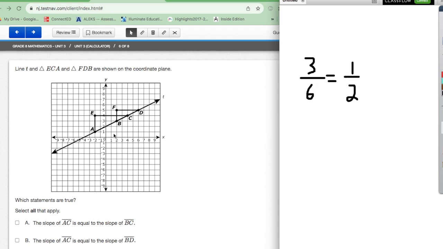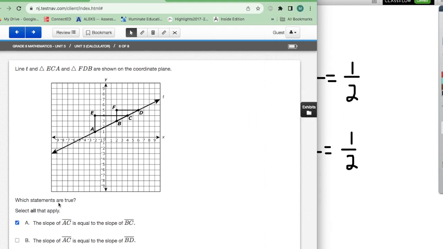Divide both by 3. The second triangle goes up 2. And then it goes to the right 1, 2, 3, 4. So that will simplify to 1/2. So the slopes have to be the same. Okay, so the slope of AC, so A to C, is equal to BC. Okay, so anywhere here that makes a triangle up 1 over 2, that is true.